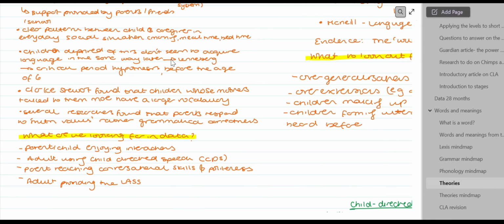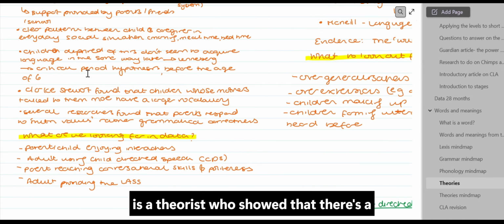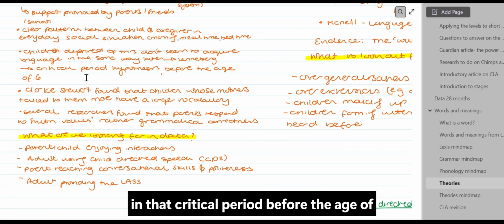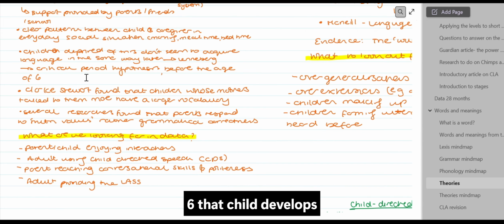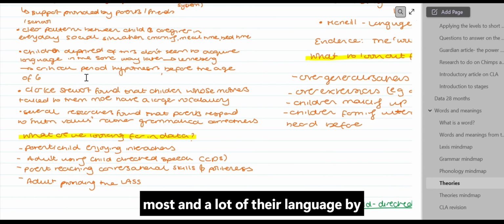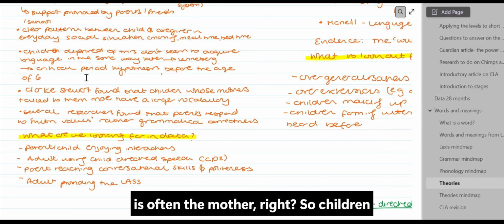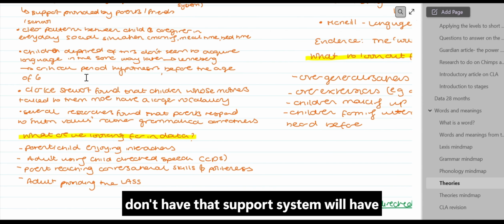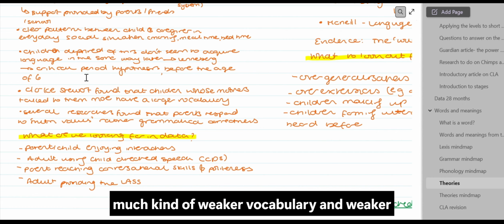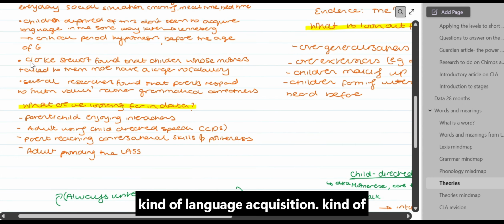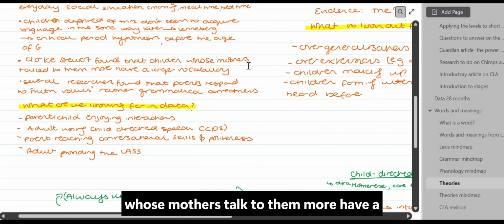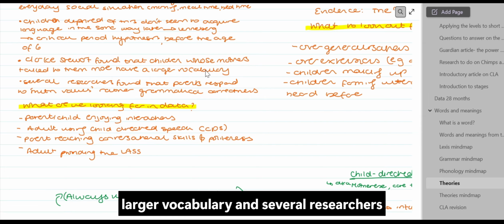So Lenenberg is a theorist who showed that there's a critical period before the age of 6, and in that critical period before the age of 6, that child develops most and a lot of their language by interacting with their caregiver, which is often the mother, right? So children who don't have that caregiver and who don't have that support system will have much weaker vocabulary and weaker language acquisition. And this kind of links to this idea that Clark Stewart found, where he said that children whose mothers talk to them more have a larger vocabulary.